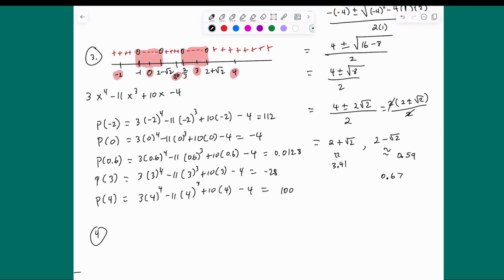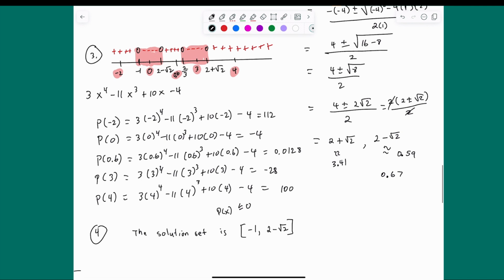All right, so our solution expressed in interval notation is going to be a closed interval, bracket negative 1 to 2 minus root 2, closing bracket, because we need to include the negative 1 and 2 minus root 2 because those values give us 0 and we're interested in less than or equal to 0. Union bracket 2/3 to 2 plus root 2, closing bracket.